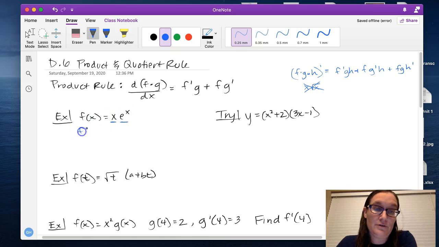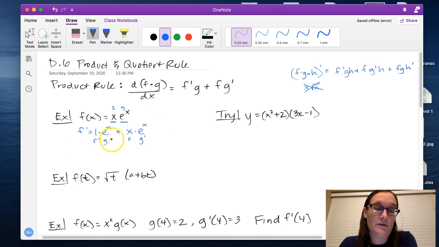So, derivative of this, we're going to take the derivative. This is our f and this is our g. So when we look at the formula, we take the derivative of the first one first. So derivative of x is 1. We leave the e to the x, so this is our f prime g. Then we do plus, we leave f, and then we take it times g prime. And this is the confusing thing with e to the x. The derivative of e to the x is e to the x. So this is our derivative.